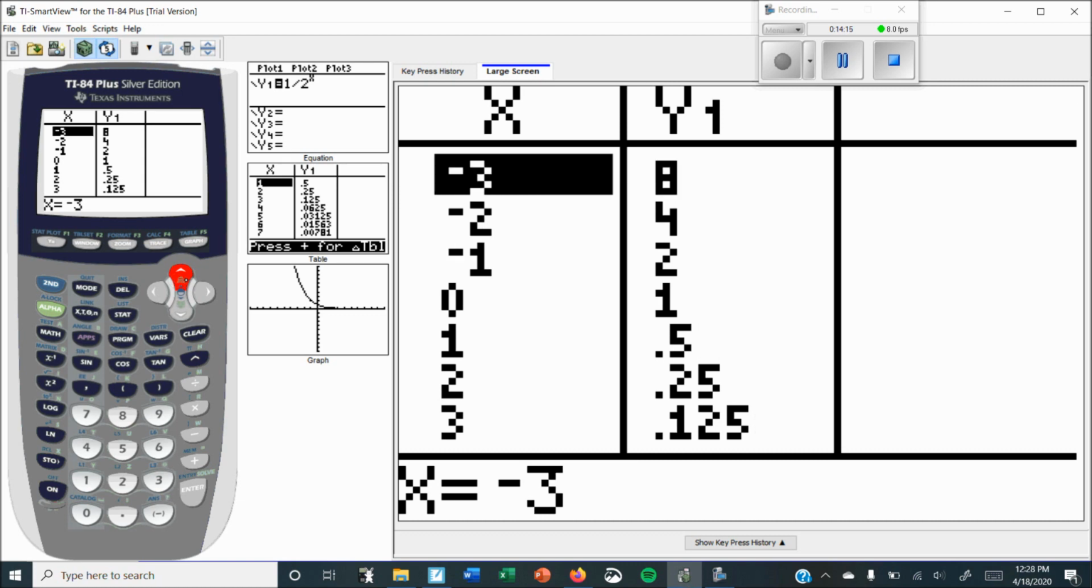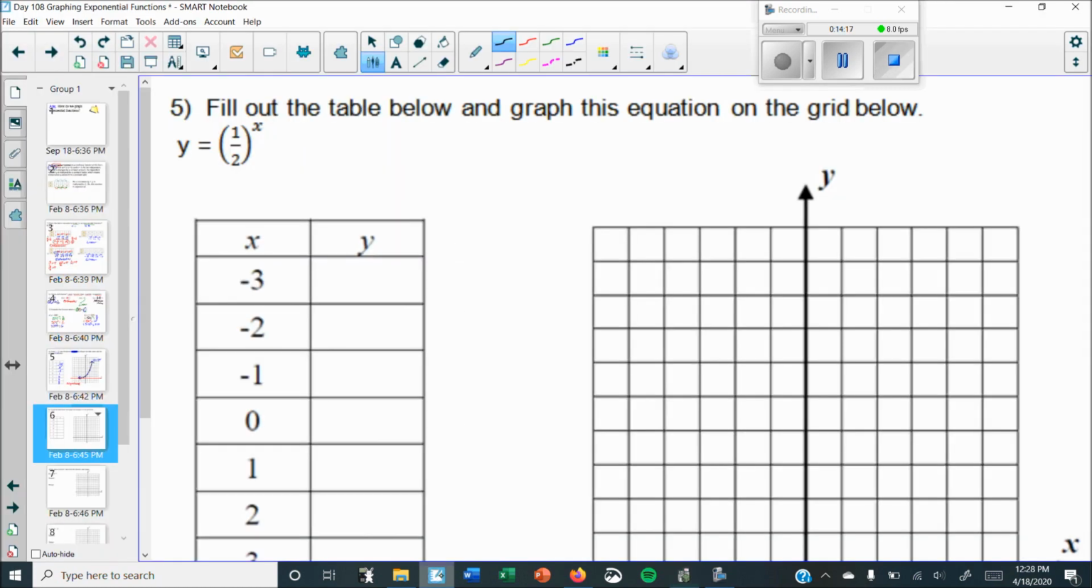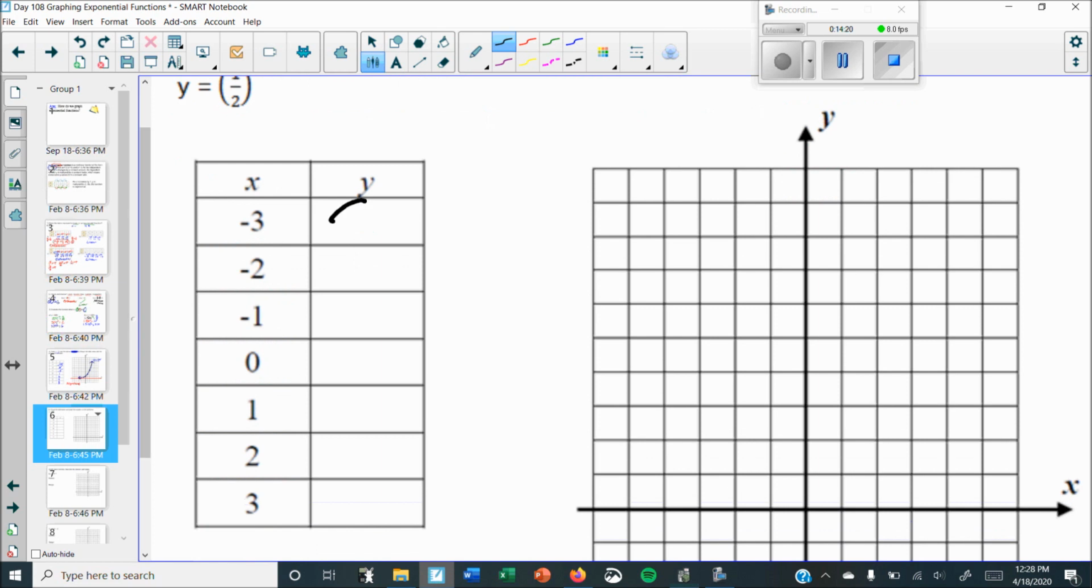Okay, so it wants us to graph all this. Now, if you're looking at these numbers, and you're like, wait a second, I've seen these before. Yeah, if you notice, these are the exact same numbers we just drew, but they're in reverse now.